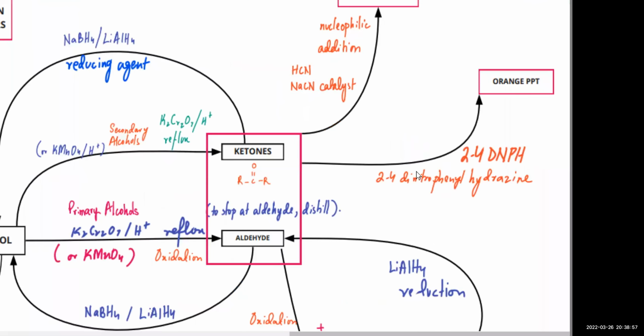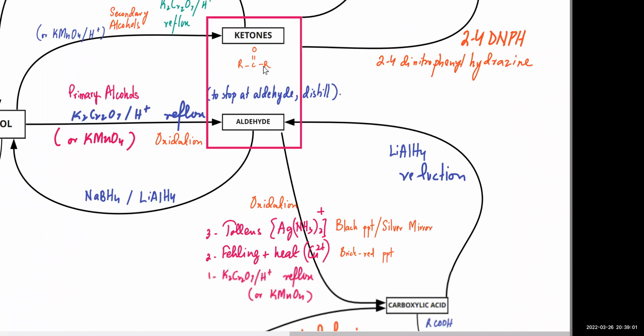Ketone and aldehyde both react with 2,4-DNPH; they give an orange precipitate. But out of the two, only aldehydes actually get oxidized. Ketones don't. So this will be the test: react with Tollens'. If it doesn't get oxidized, it's a ketone. If it gets oxidized, it's an aldehyde.